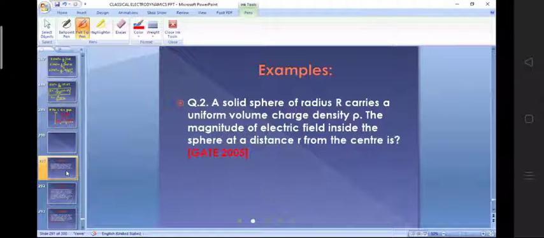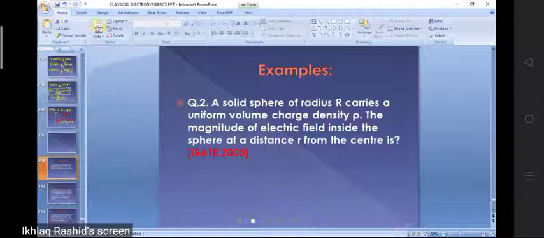It's like this: a solid sphere of radius capital R has a uniform volume charge density rho. The magnitude of the electric field inside the sphere at a distance small r from the center is. We already did this problem, isn't it? We already did this. So let me revise it a bit quickly. Here rho is given to you, isn't it? So let me quickly write down the electrostatic field.